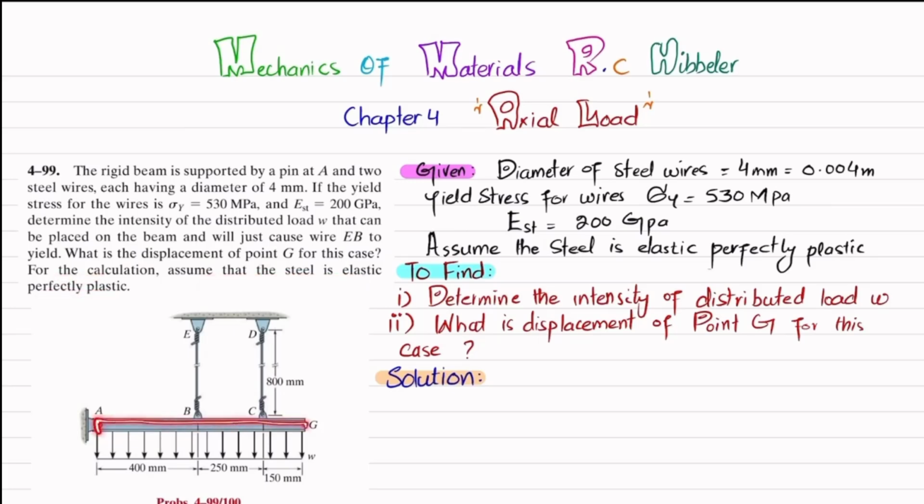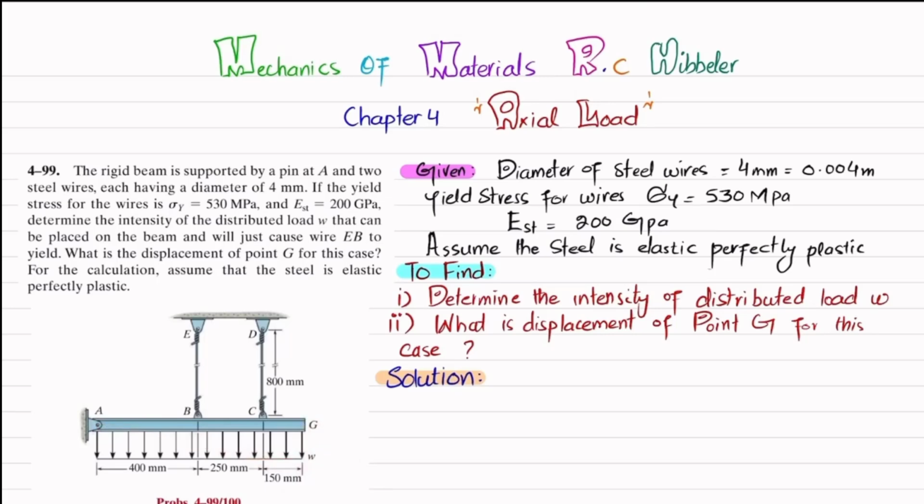So you can see this is the beam at point A, it is pin supported, and at point B and C there are 2 steel wires of 4 mm diameter that is supporting. There is a distributed load over whole length, which is W. So you have to find this W as well as displacement of this point G due to this load. So let's start with the solution.